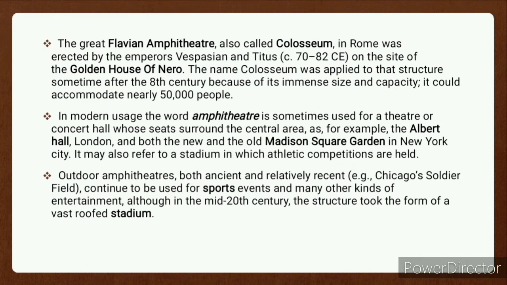Amphitheater after the 8th century was sometimes named Colosseum, for the structure's immense size and capacity, as it could accommodate nearly 50,000 people. In the modern age, such a building is also sometimes used for a theater or concert hall and may also refer to a stadium in which athletic competitions are held. Moreover, outdoor amphitheaters, both ancient and relatively recent, continue to be used for sports events and many other kinds of entertainment. Although in the mid-century, the structure took the form of a vast roofed stadium.